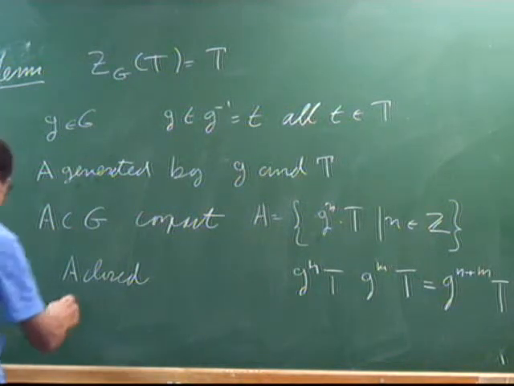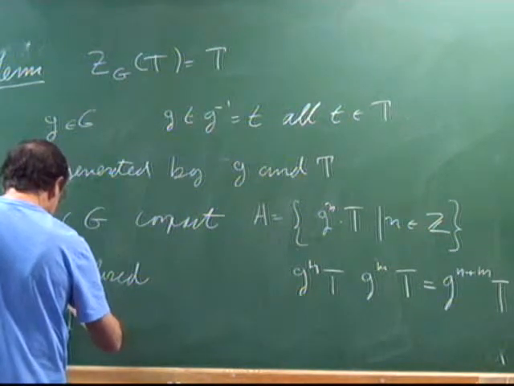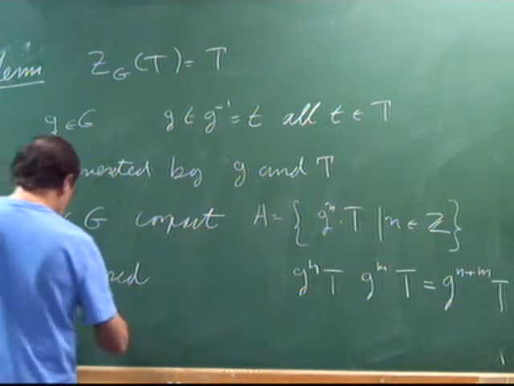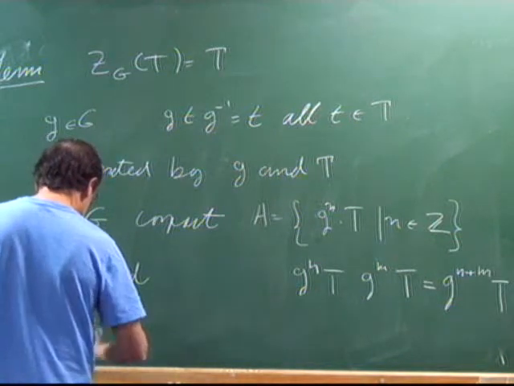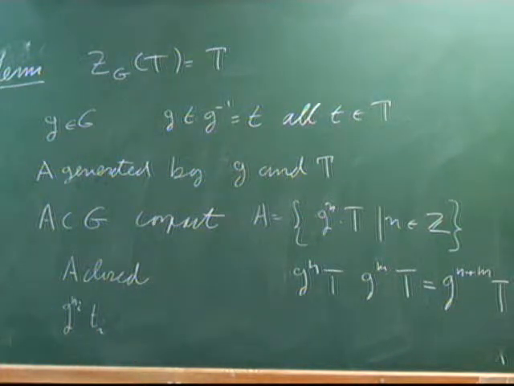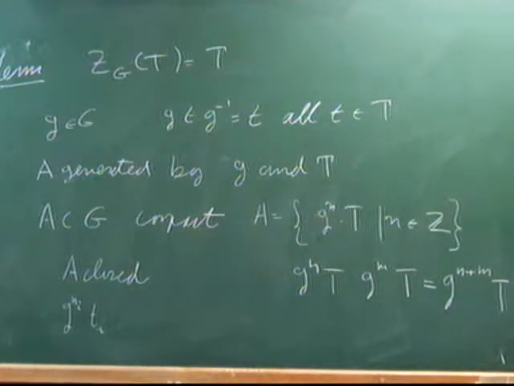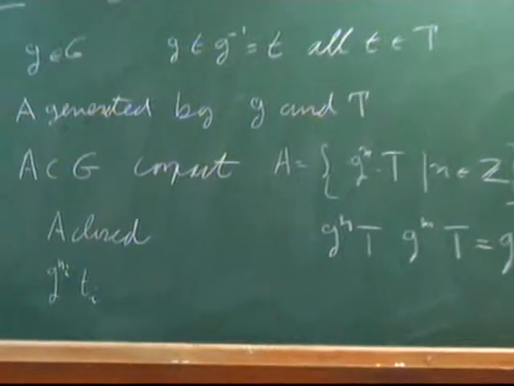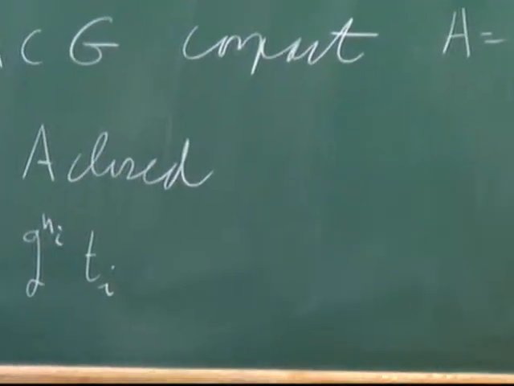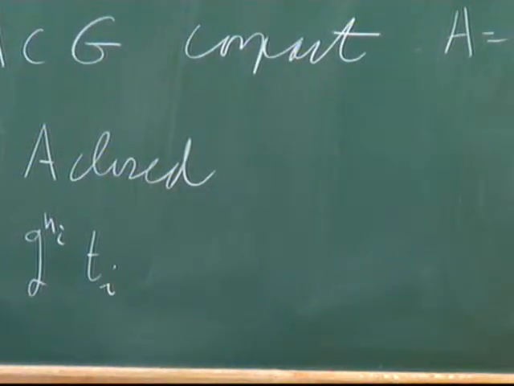So take a sequence of elements, I guess, right? So what does that mean? I take G to the n_i t_i for some n_i and some t_i in T. And I can go to infinity, right? That's the problem.